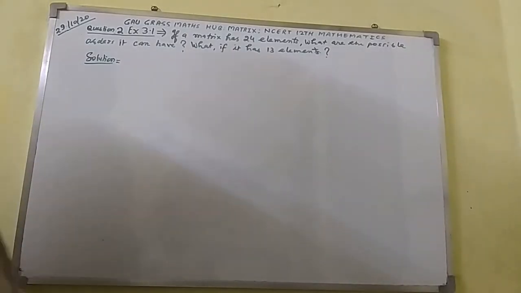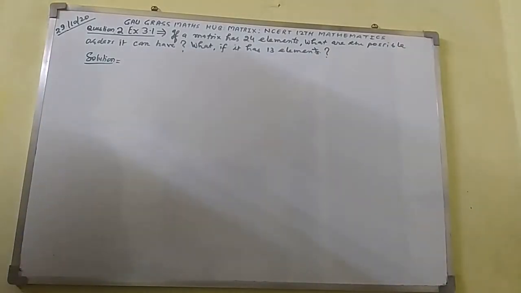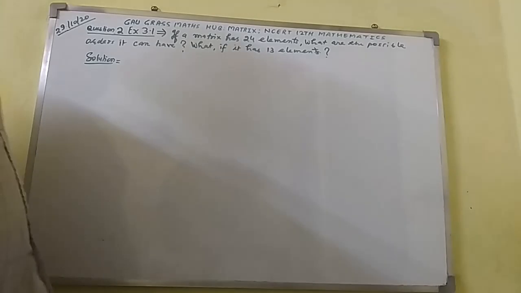I am going to discuss one question that has been taken from chapter 3 Matrix in NCERT Class 12 Mathematics. That question is question number 2, exercise 3.1. If a matrix has 24 elements, what are the possible orders it can have? What if it has 13 elements?